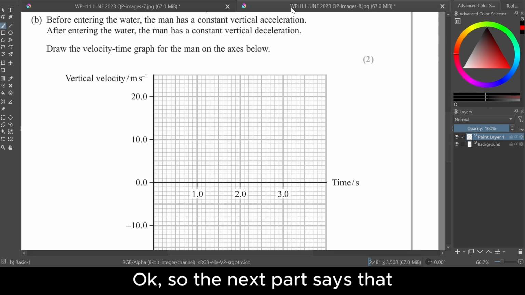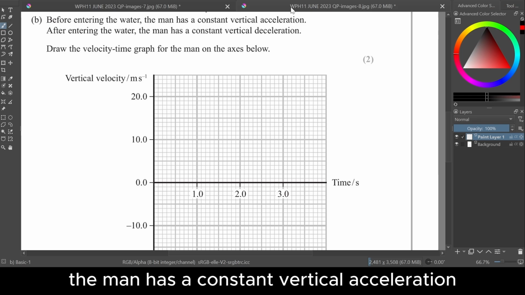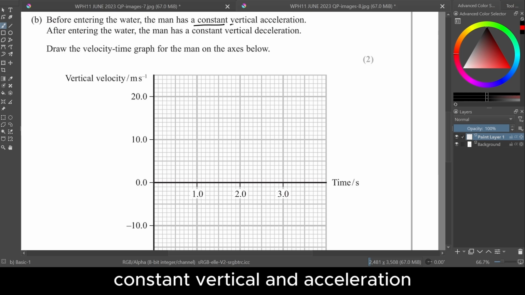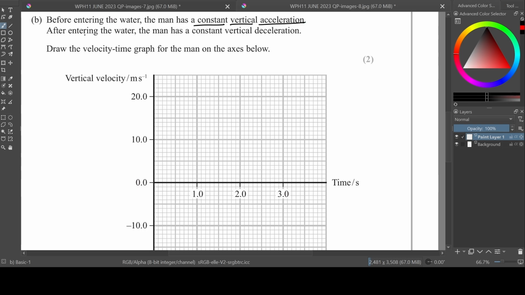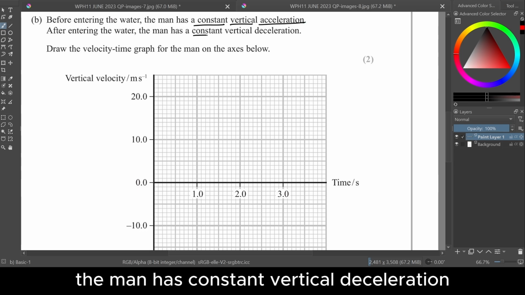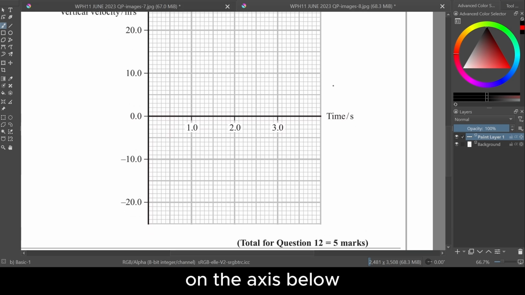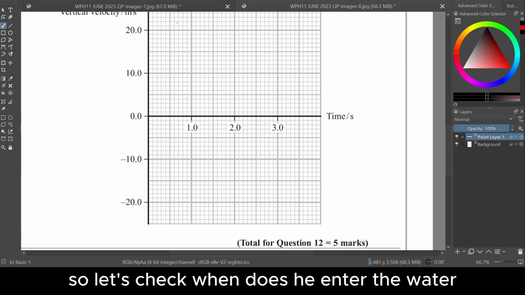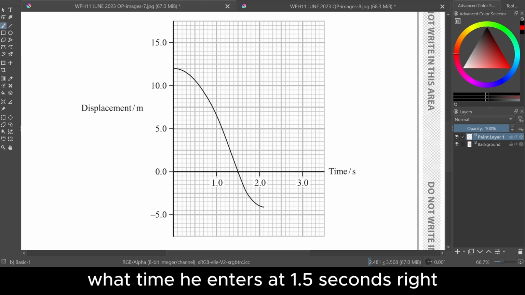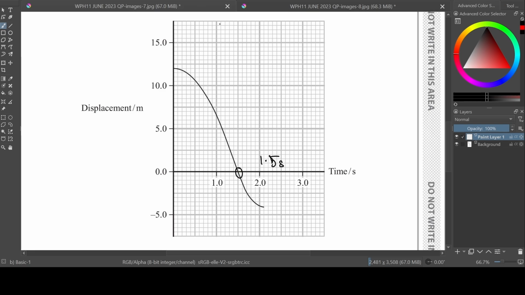The next part says that before entering the water, the man has a constant vertical acceleration. After entering the water, the man has a constant vertical deceleration. Draw the velocity-time graph for the man on the axes below. So let's check, when does he enter the water? He enters at 1.5 seconds.